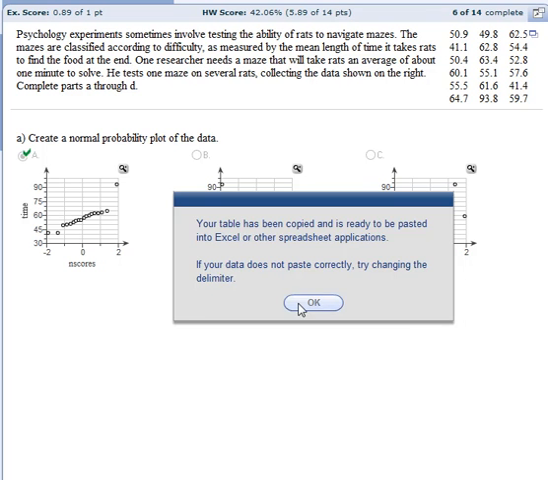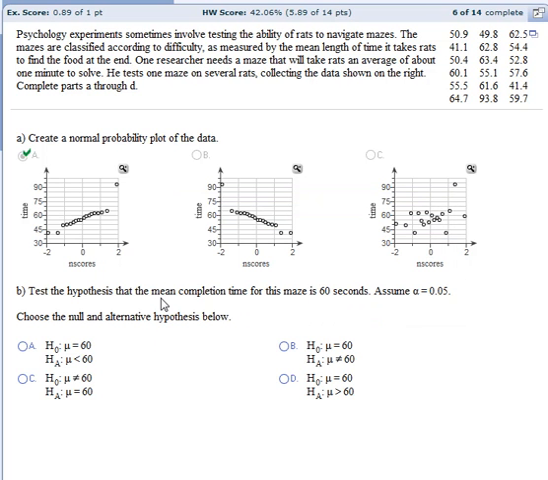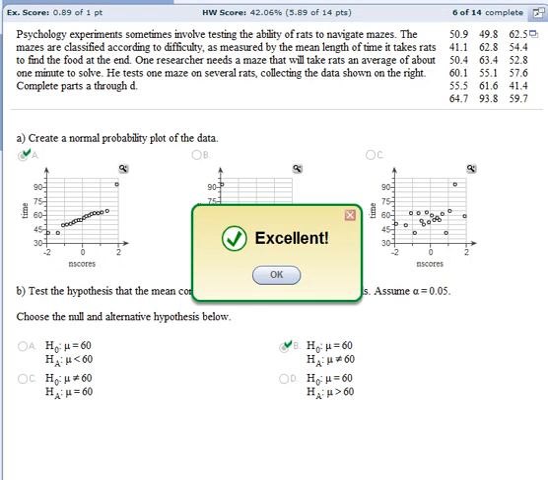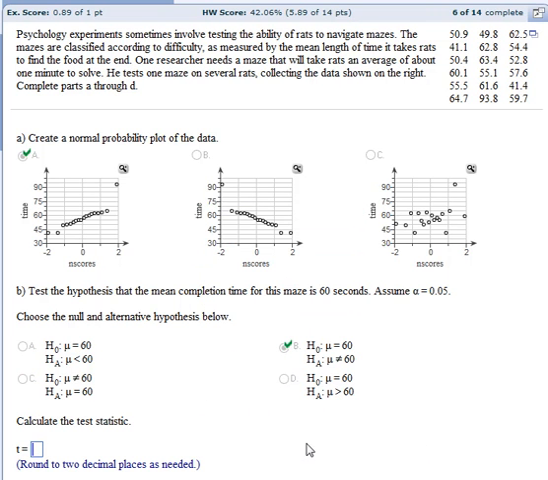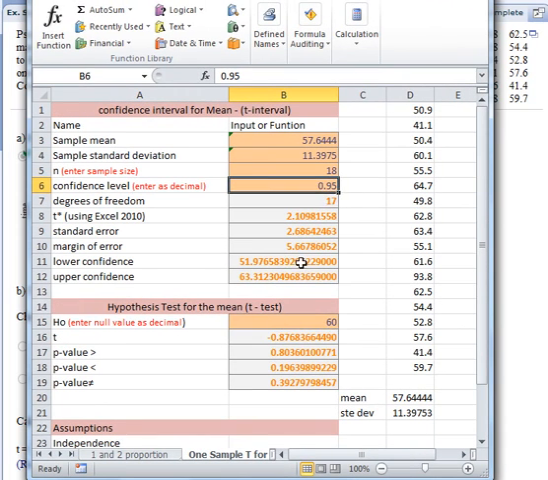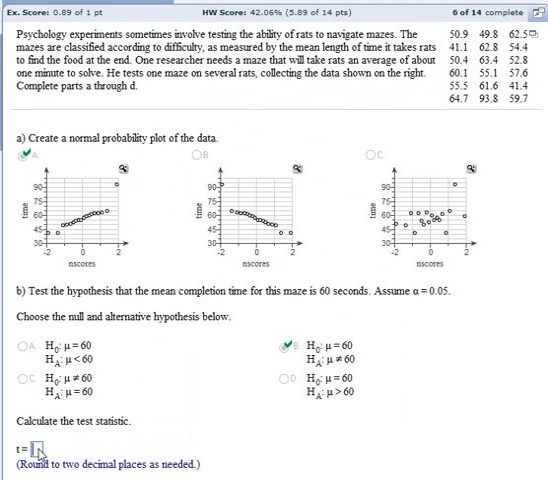It says, test the hypothesis that the mean completion time for this maze is 60 seconds. Assume alpha equals 0.05. All right, so it either is or it is not 60 seconds. So the null will always be the equal to, and then we just want to know whether it is 60 seconds or not. So there's no greater than or less than. All right, calculating the t statistic, I put 60 in for my null. And my t value is negative 0.8768, negative 0.877 rounded to 3 decimal places, or rounded to 2 decimal places is negative 0.88.